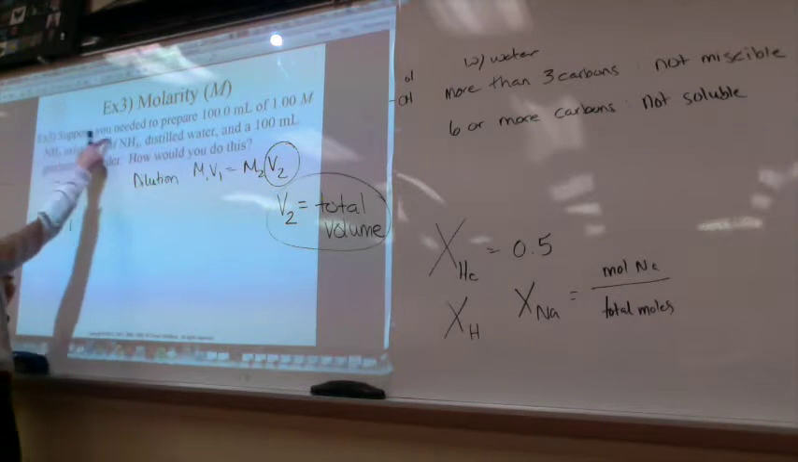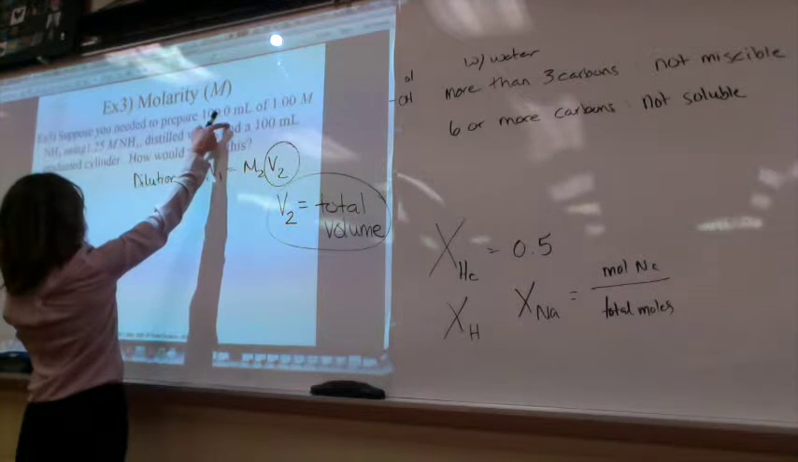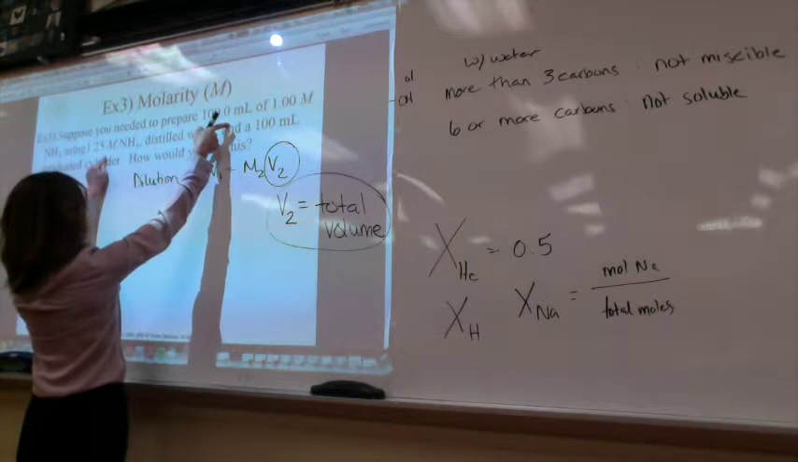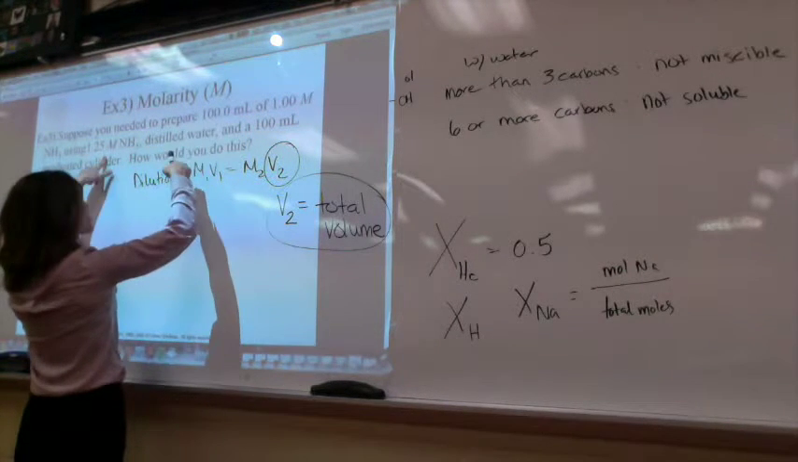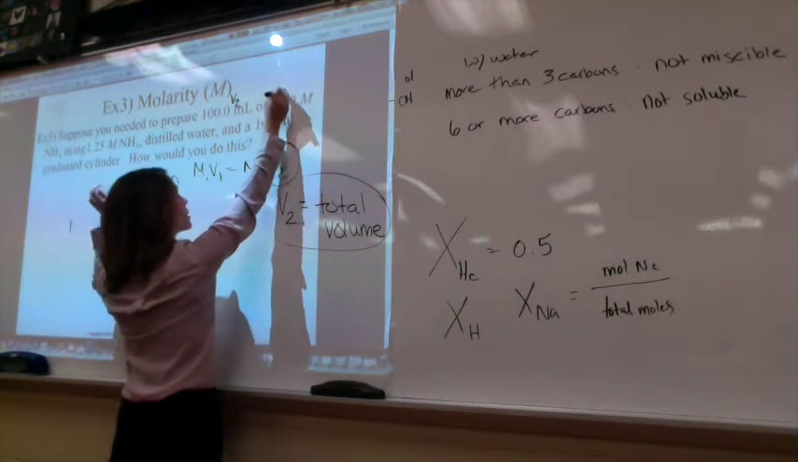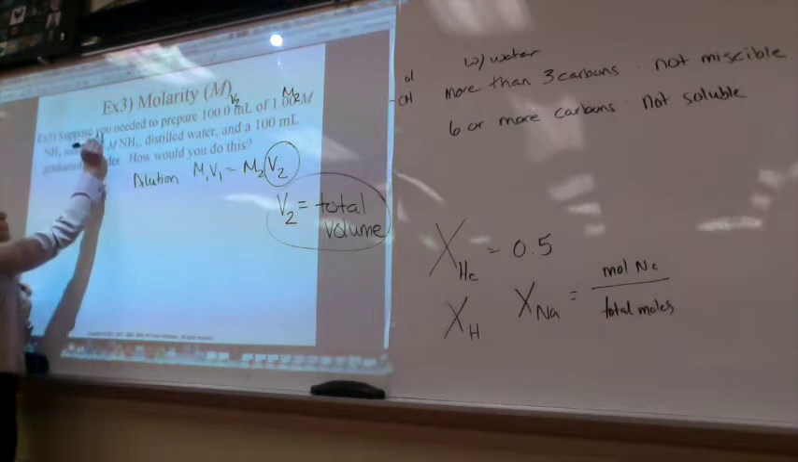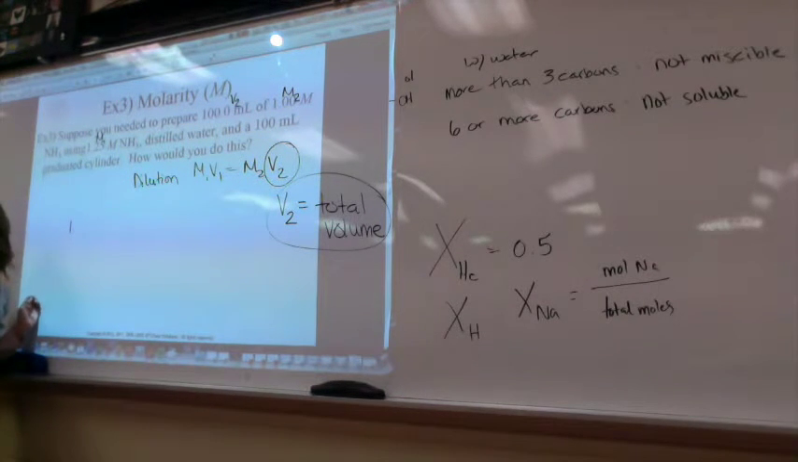So first, suppose you need to prepare a 100 milliliter solution of 1 molar ammonia using this concentration, distilled water and a graduated cylinder. So this is my V2, that's what I want to end up with. This is my M2, that's what I want to end up with. This is my M1, that's what I'm starting with. Does everybody see that?